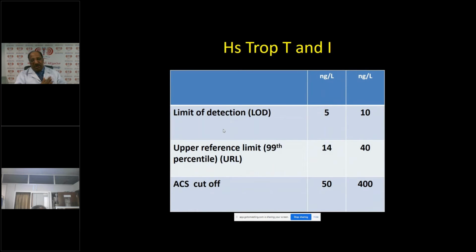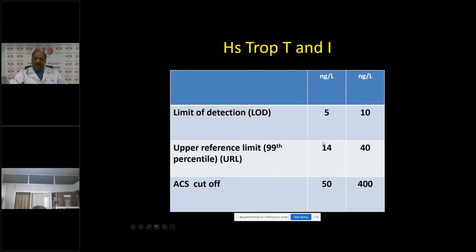Now, for HS troponin T and I, the lowest limit of detection is 5 nanogram per liter for trop T, which is higher in trop I. Actually, this one is trop I, this is trop T. I forgot to write this. Trop T here, trop I here.